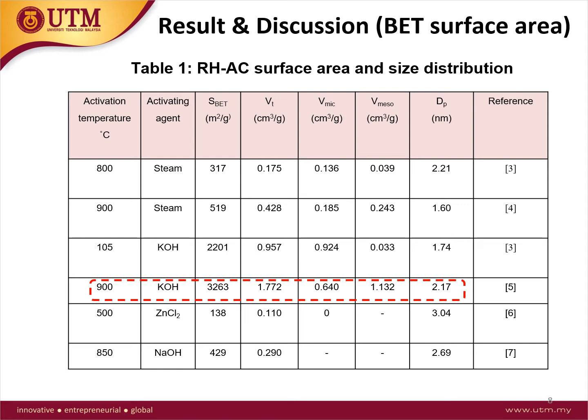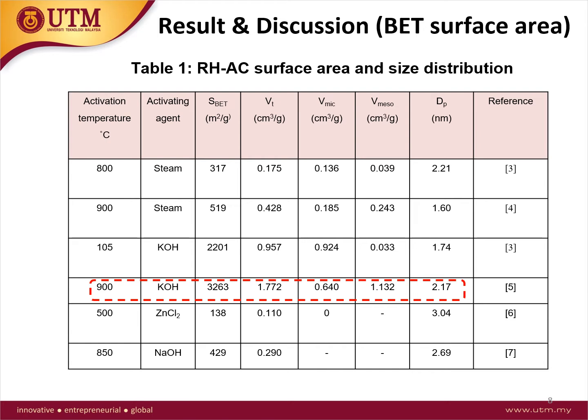As we can see here in Table 1 for rice husk activated carbon, potassium hydroxide as activating agent gives a large surface area compared to the other activating agents. During the carbonization, potassium hydroxide is reduced to metallic potassium. It is believed that when the activation temperature reaches the boiling point of K, around 750 degrees, potassium diffuses into the carbon layer and causes new pores to form in the carbon structure.